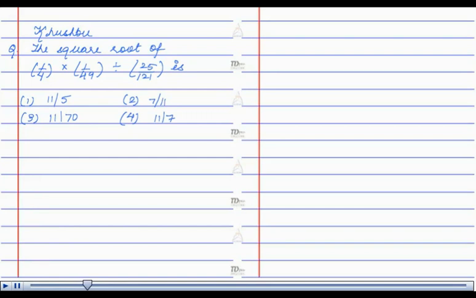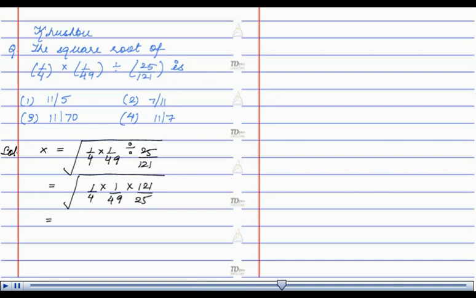The question is, the square root of 1 by 4 into 1 by 49 divided by 25 by 121 is. Let the required square root be x, that will be under root of 1 by 4 into 1 by 49 divided by 25 by 121. That can be written as 1 by 4 into 1 by 49 into 121 by 25.